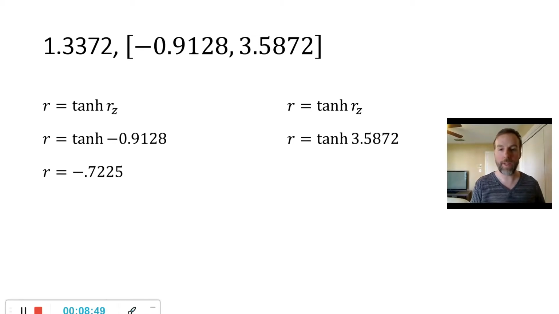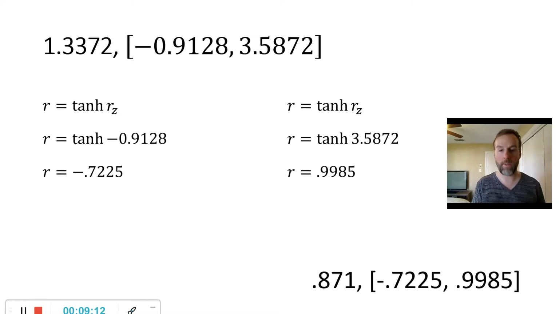And at the other side, this is a fairly large value. Remember I said if it's very close to 1, it's going to be around 3. So this is slightly above 3, so it's going to be very, very close to 1. And sure enough, it is. It's 0.9985. So up top here, we would not report the confidence interval in R sub z values because that's strange. We want to back transform to R values, and we would report the confidence interval as such.